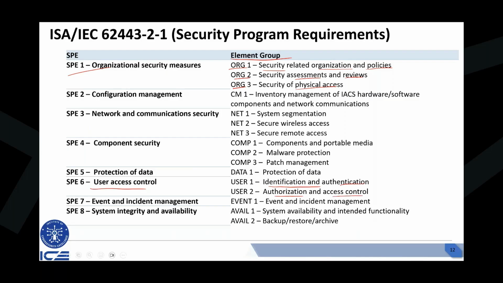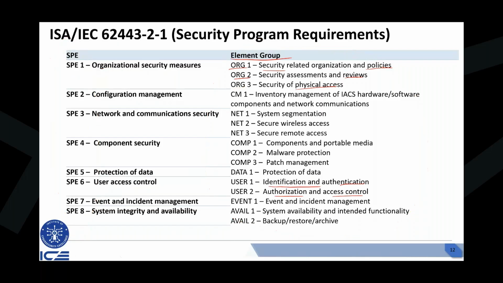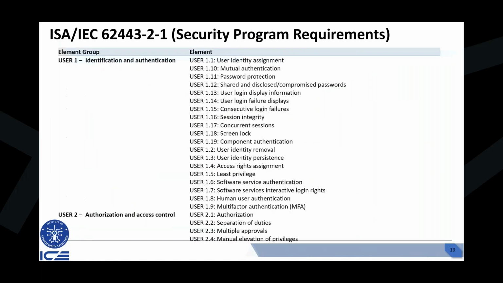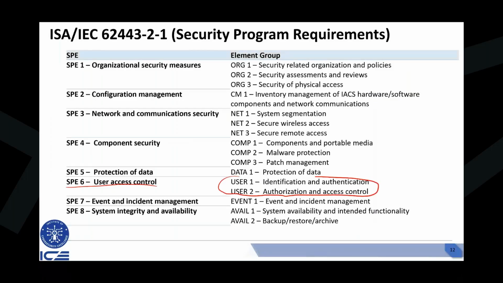So it has divided the security program into SPEs, security program elements, and then within the elements, there are element groups. And then within the groups, you have the actual security requirements. So I'll show you a couple of these, not all, of course, in the interest of time. For instance, if I go to user 1, which I just showed you in the previous screen, for the user access control, identification and authentication, as well as authorization and access control, these are the two element groups, user 1 and user 2.